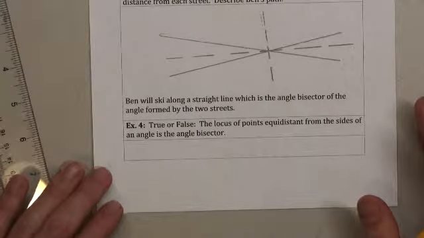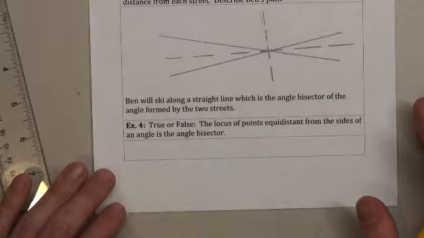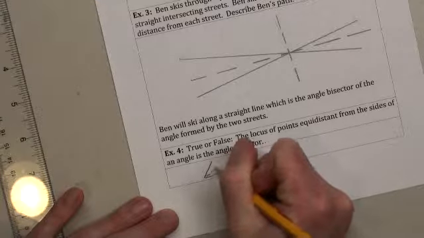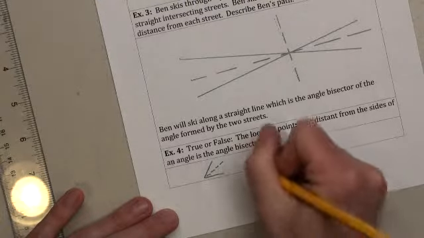Number 4, true or false? The locus of points equidistant from the sides of an angle is the angle bisector. So if we have an angle, the locus of points is the angle bisector. That's true.